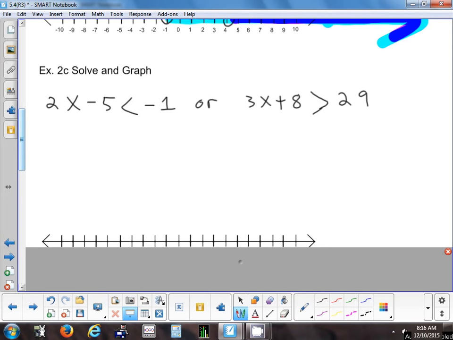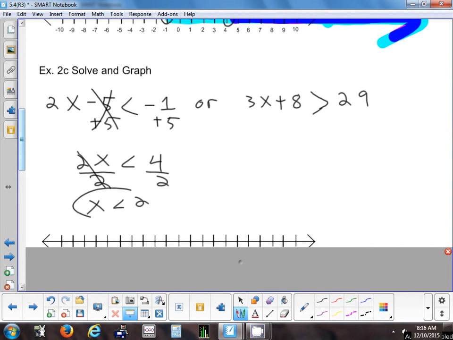Okay, so who can tell me my first step to get x by itself here? Yeah, go ahead, Kevin. Nice. Add 5. Do we flip the sign when we add? No. Negative 1 plus 5 is 4. And who can give me my last step? Yeah, you want to finish the whole thing, Kevin? Go ahead. Divide by 2. Should I flip the sign? No. Good job. X is less than 2. Now you could graph that if you want right now, but I like to finish doing the algebra first, and then I'll do the graphing, okay?